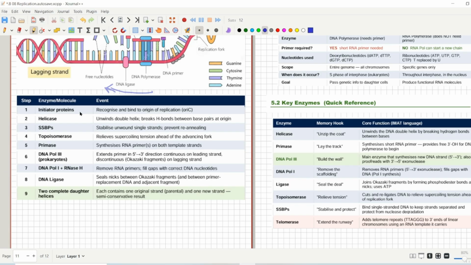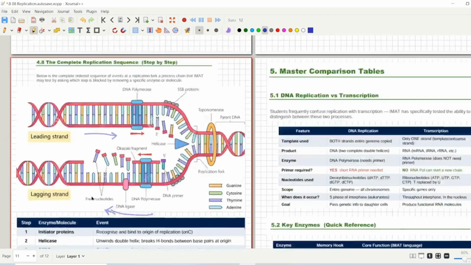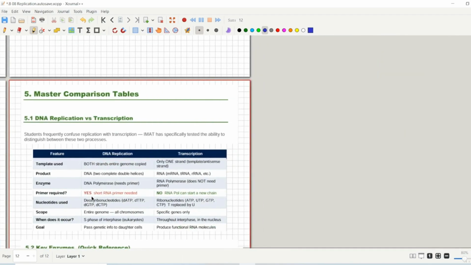And then you have primase. The primase will start the primer, and then you will have DNA polymerase 3, DNA polymerase 1, DNA ligase, and then you will have 2 daughter helices. Now the whole process is completed. These are the enzymes and their functions. Now the next thing is the comparison table between replication and transcription. Our next topic is going to be about transcription. We will discuss this table in that topic.